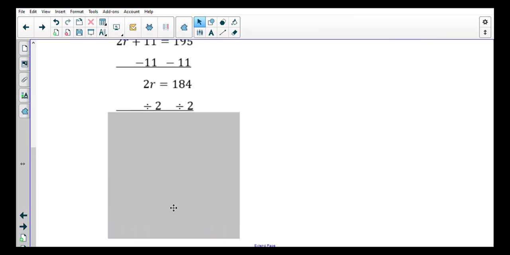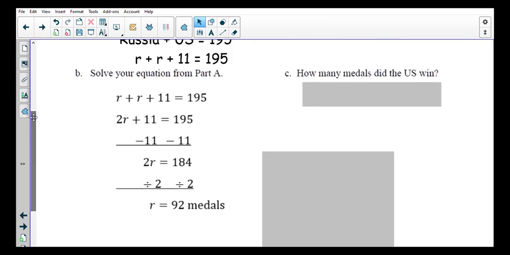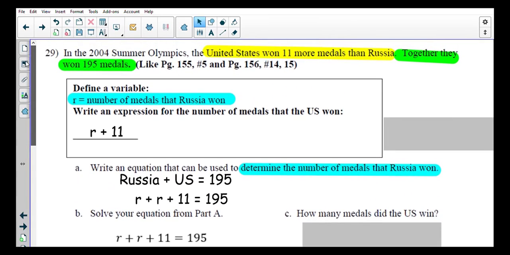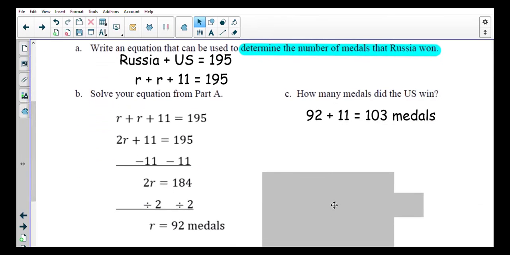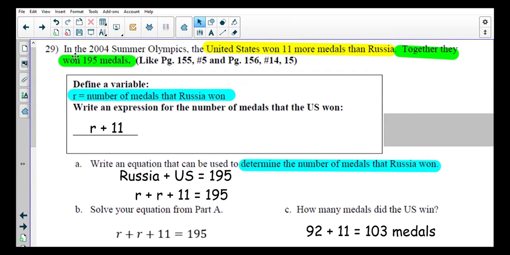How many medals did Russia win? Well, we determined that Russia won 92 medals. R equals 92. 184 divided by 2 is 92. So if we want to figure out how many medals the US won, keep in mind, up here highlighted in yellow, the United States won 11 more medals than Russia. So we take 92 plus 11, which is 103 medals. You can also double check your solution here and do 92 plus 103 and make sure it gives you your total of 195 medals.